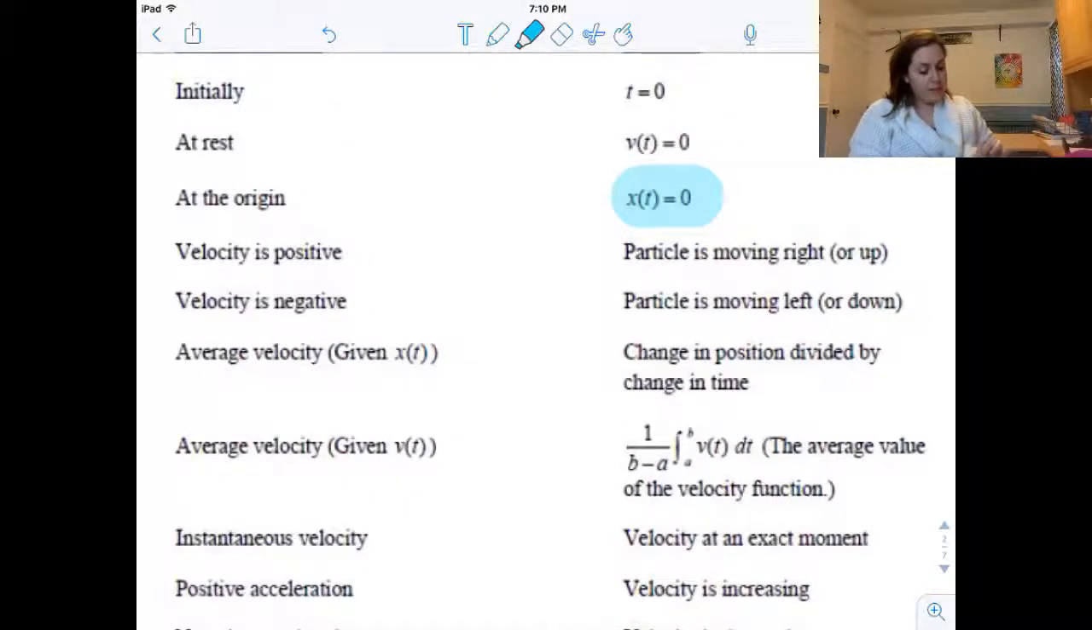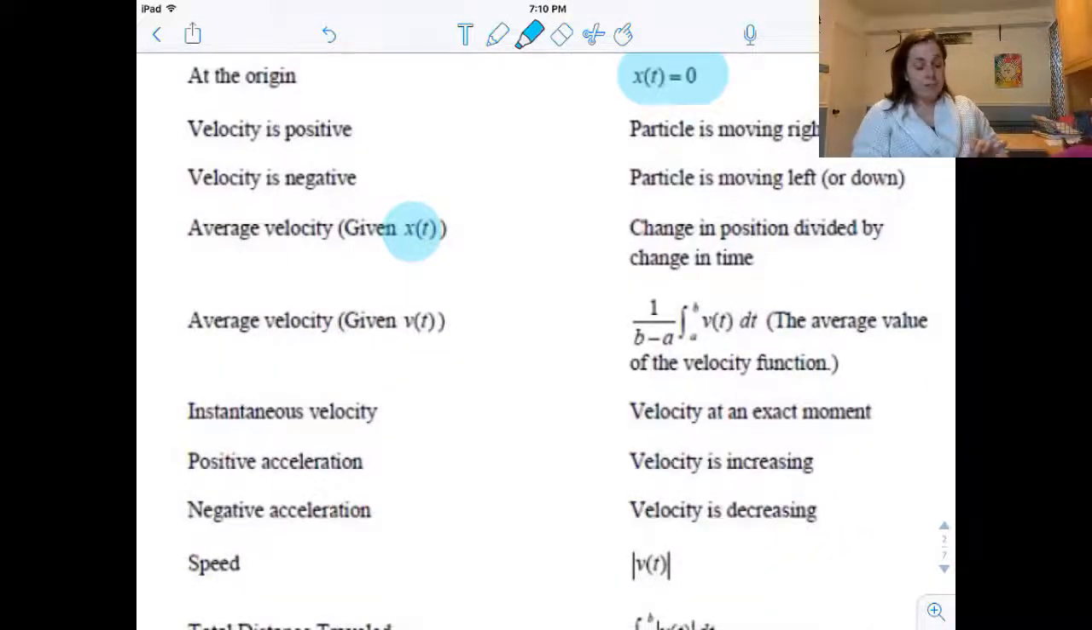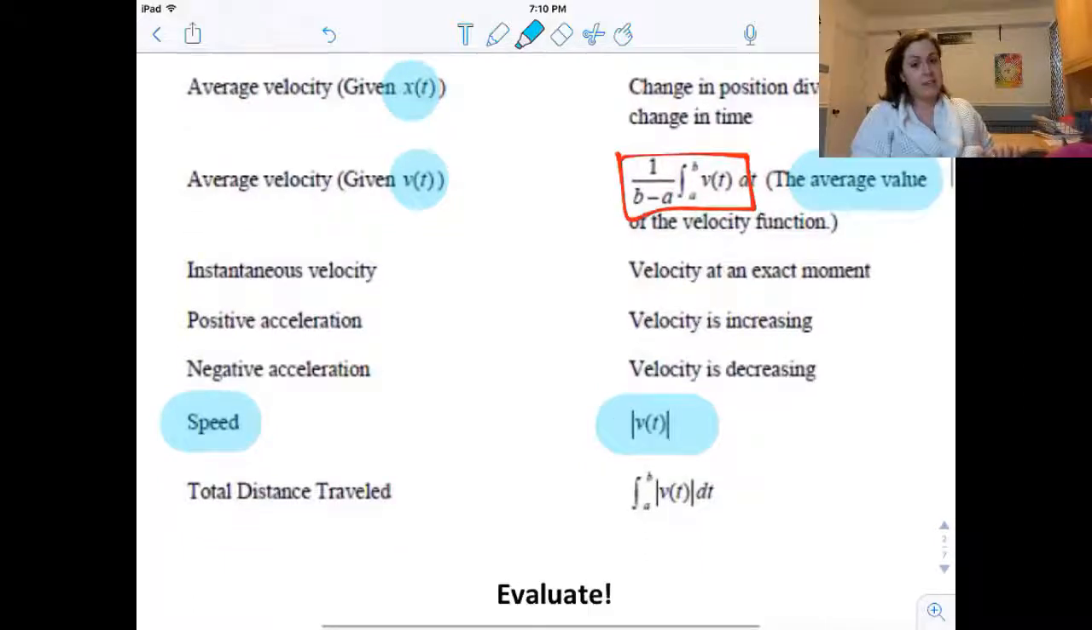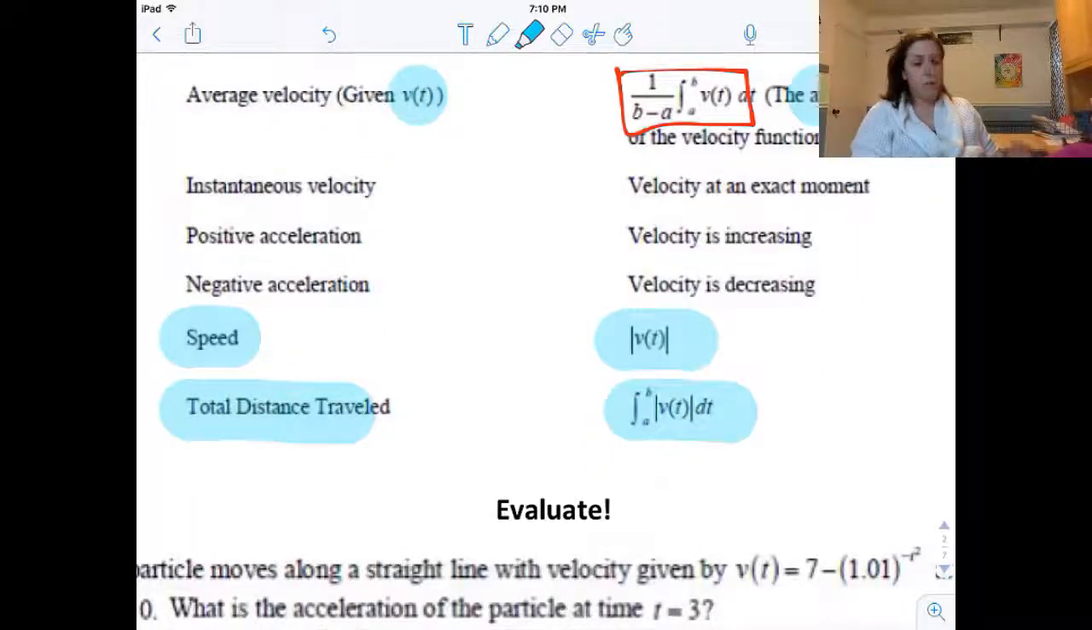Average velocity, given the position, you're going to do change in position over time. Average velocity, given the velocity, now I'm actually asking you for average value. So I would use the average value formula here, which looks like that. The instantaneous velocity is the velocity at the exact moment that typically is asking you for a derivative. Positive acceleration is an increasing velocity. Negative acceleration is a decreasing velocity. Speed is the absolute value of velocity. And total distance is your total accumulation of the absolute value of velocity.